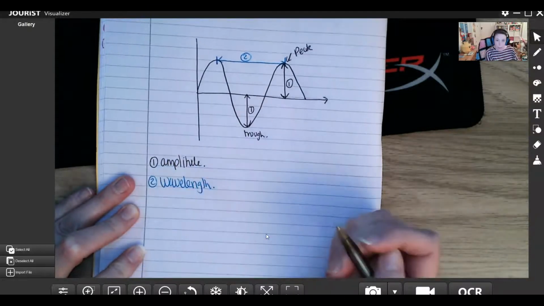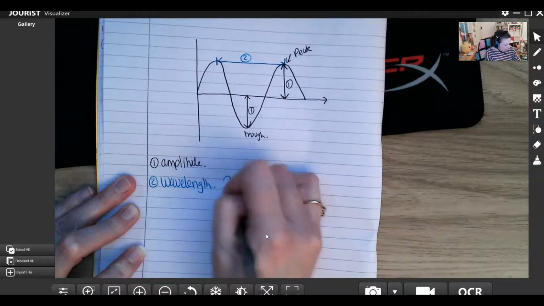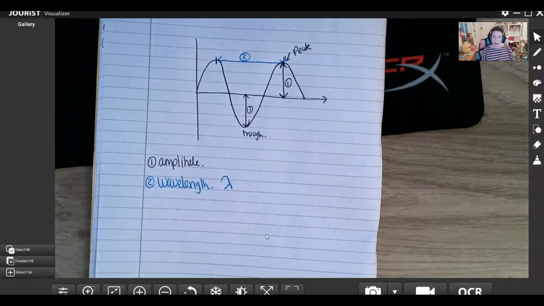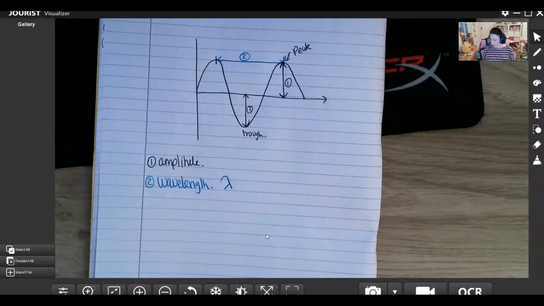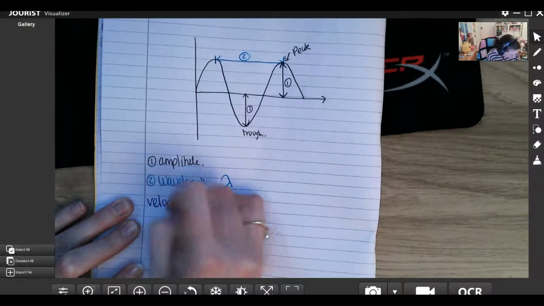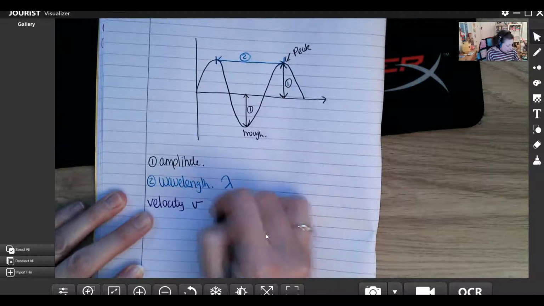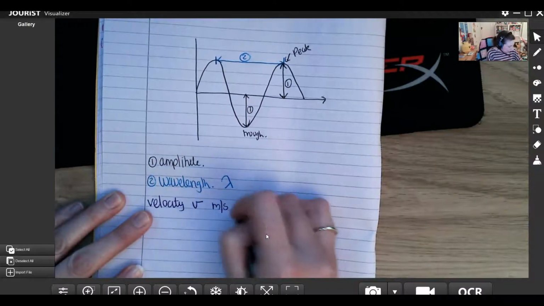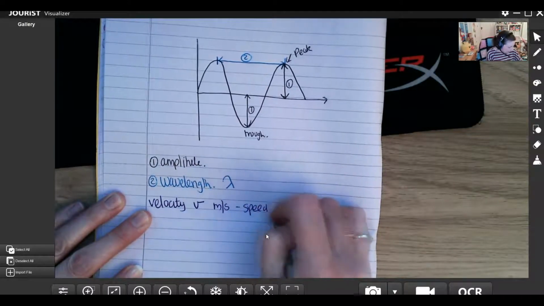Okay, and the symbol for wavelength is an upside down Y. It's called a lambda. Okay, wavelength. Now, some other things that you might get asked about a wave would be the velocity. So the velocity of a wave is its speed. So it's given the symbol V, it's measured in meters per second, and it is the speed of the wave.